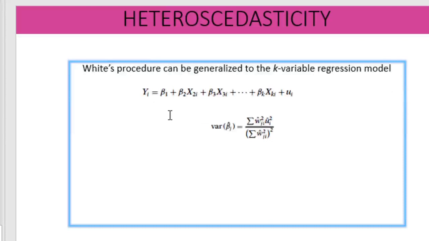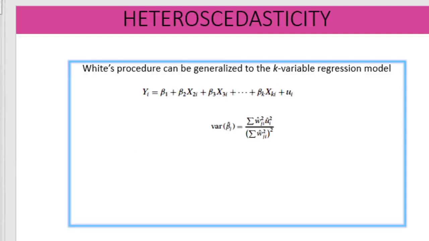White's procedure can be generalized to the k-variable regression model, that is y equals beta 1 plus beta 2 x2i plus beta 3 x3i plus ... plus beta k xki plus ui. The variance of beta 1 cap equals sigma wi square ui cap square divided by sigma wi square the whole square.